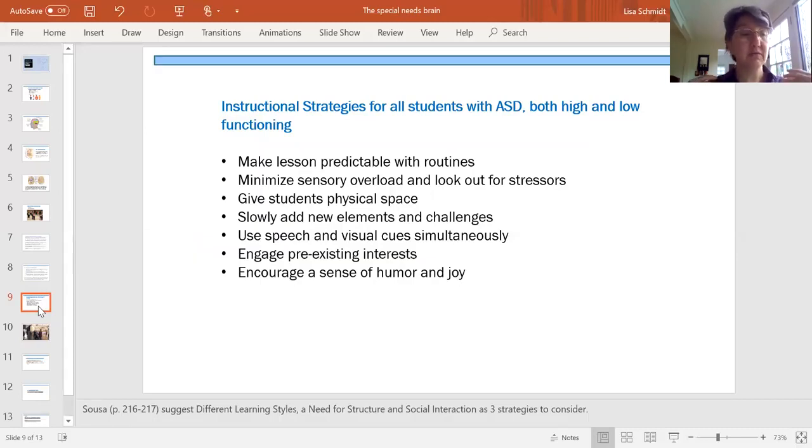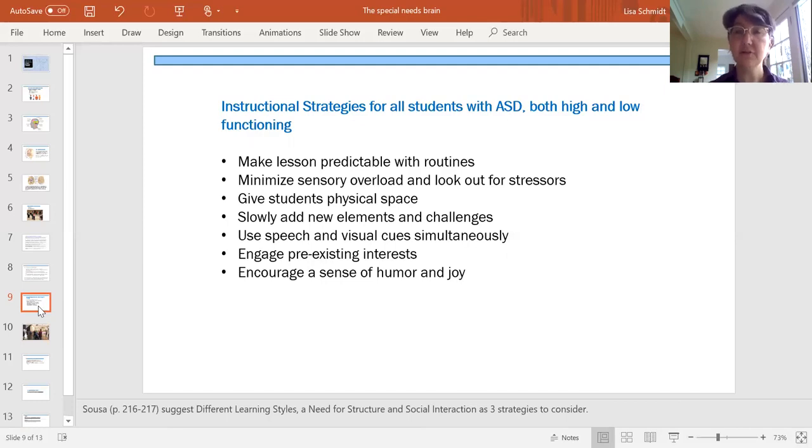So I don't just give direction verbally, but I also have it on a whiteboard, and we also have charts and pictures that we use so that they can follow along. We always try to engage in pre-existing interests as much as possible. And finally, encourage a sense of humor and joy.